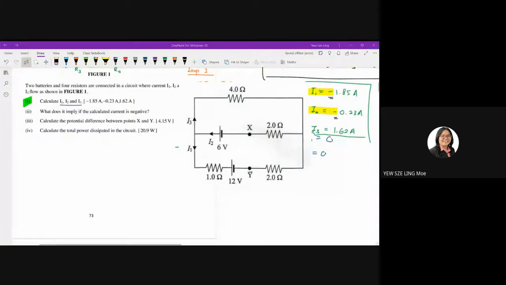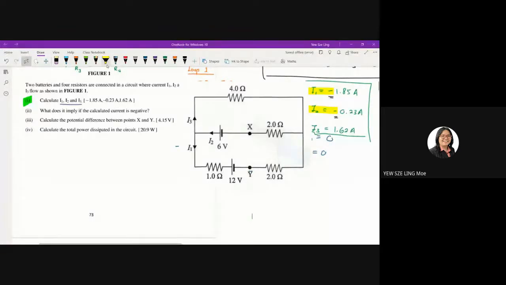You want to determine the potential difference between X and Y. So it doesn't matter whether you start from X or start from Y. All right. So what are we going to do right now? We are going to draw the path. Your X is located here, Y is located at this point.